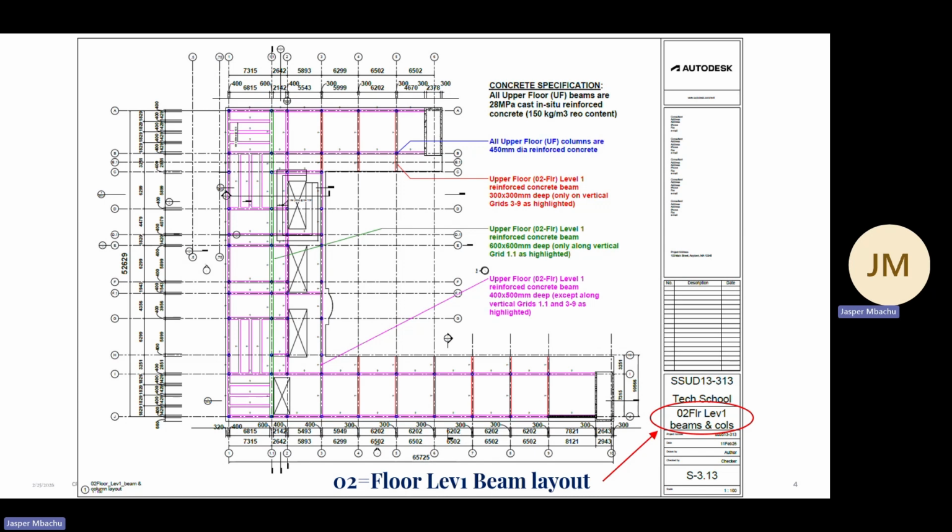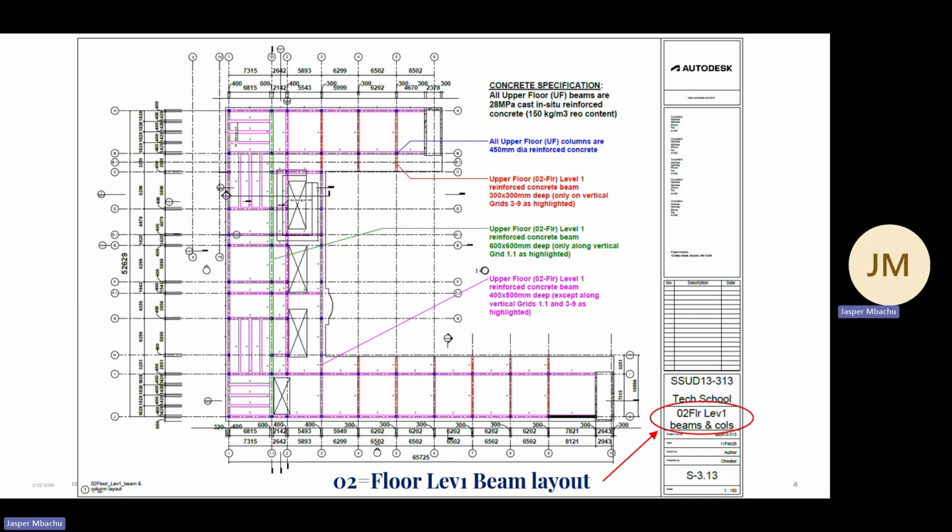As you can see here, we have color highlights of the various types of beams. Like you could see the red one here, the 300 by 300 mm deep beams. This is level 2. You may not have 300 by 300 mm beams on level 3, which is level 2, which is the next upper floor. But for this floor, 0 to floor level 1, you have 300 by 300 beams.